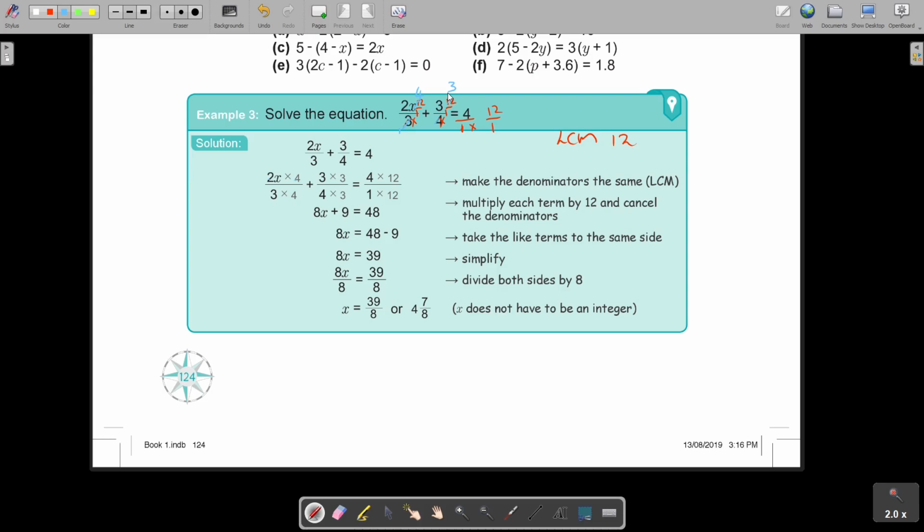I first make all the denominators the same. So if I multiply with a 4 at the bottom, I multiply a 4 on top. A 3, a 3, a 12, a 12. And as soon as the denominators are the same, because it's an equation, I can just basically cancel them out. It's almost like I multiply all the terms with 12 to cancel out. Multiply each term with 12 to cancel out.